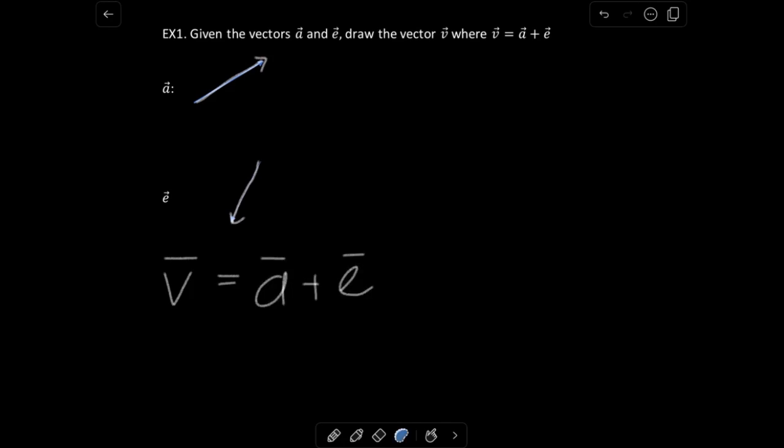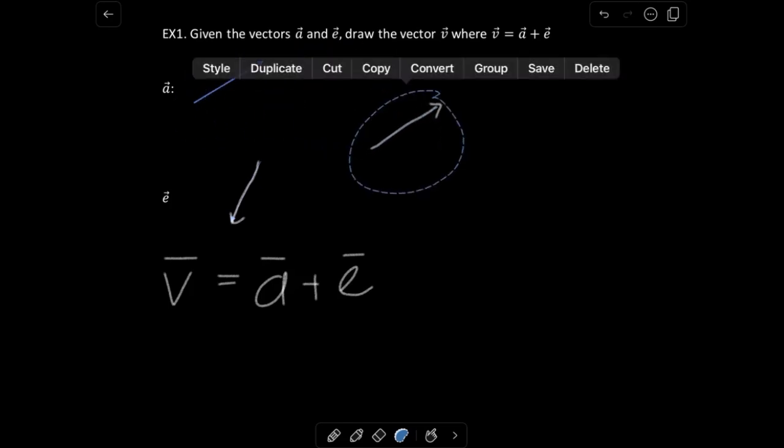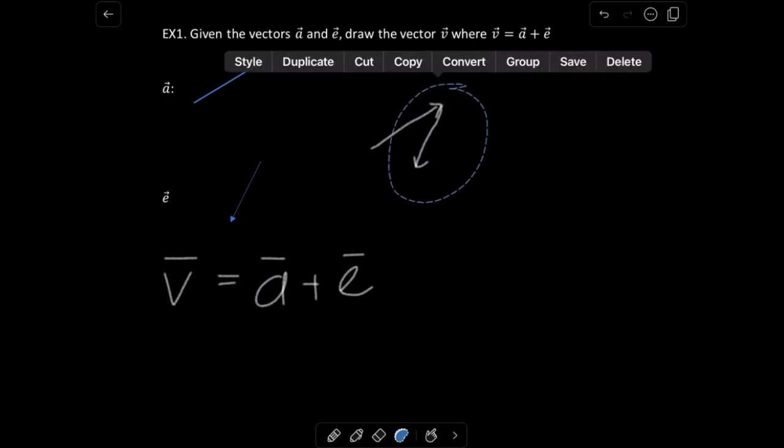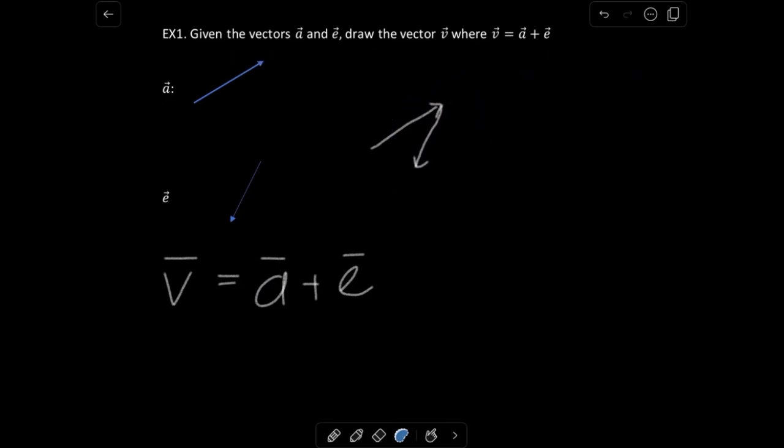So what we have to do is take vector A and E, and take the initial point of E and place it on the terminal point of A, like that. The resulting vector then, which is V, is going to be from the initial point of A here to the terminal point of E. Then we just have to connect a line like that and have an arrowhead. So there is my resulting vector V. That's how it would look.